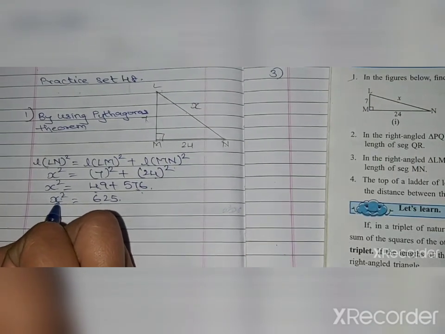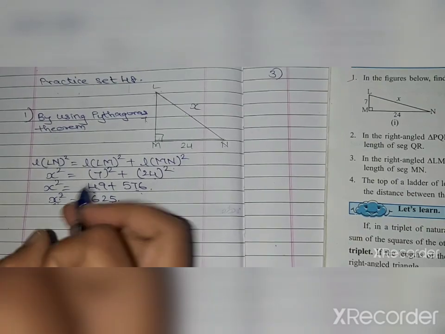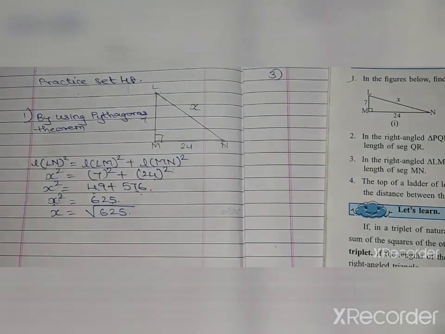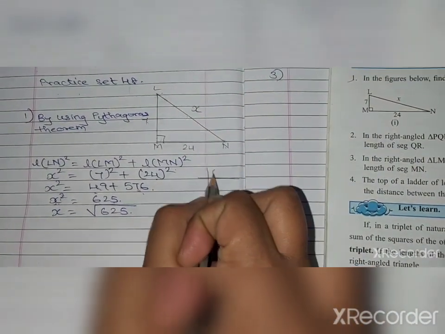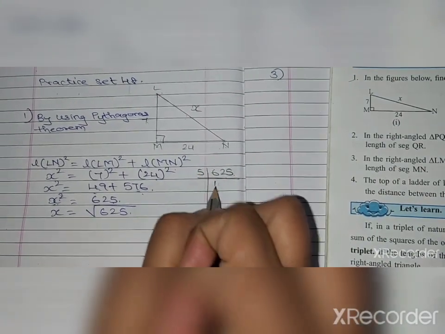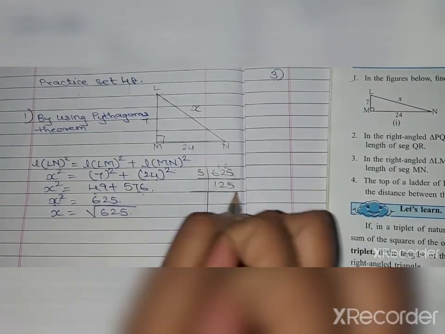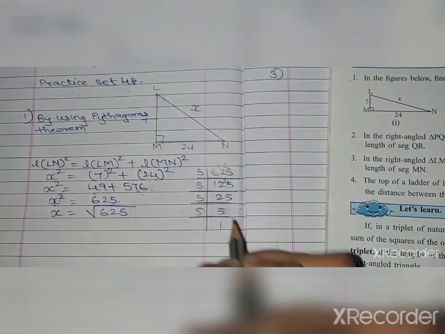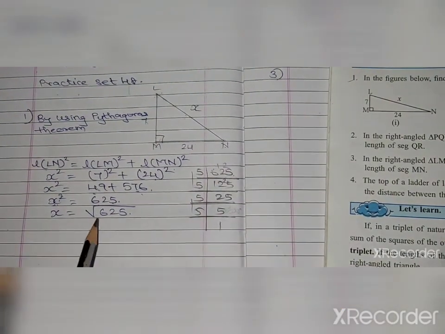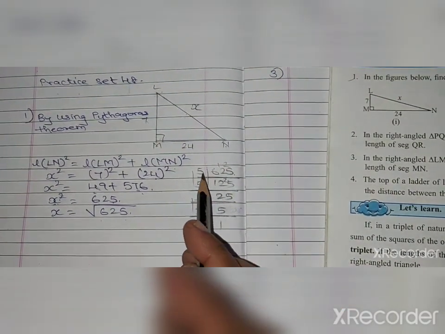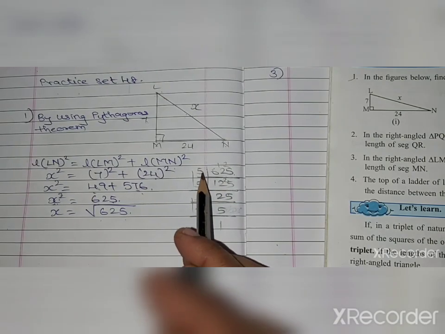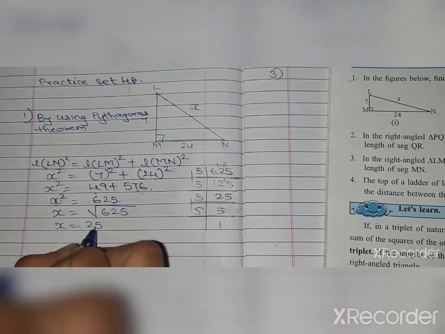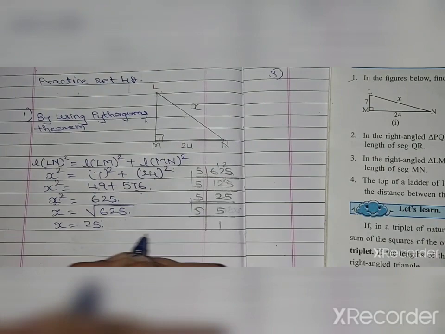So here x square is there. When this square goes to the other side of the equal sign, it becomes square root. So square root of 625. See, this method I have taught you before also, the prime factor method, in the third chapter. 5 ones are 5, 5 fives are 25, 5 twenty-fives are 125, 5 one twenty-fives are 625. Make a pair, take two 5s, make one pair. So 5 fives are 25. Therefore, x equals 25.